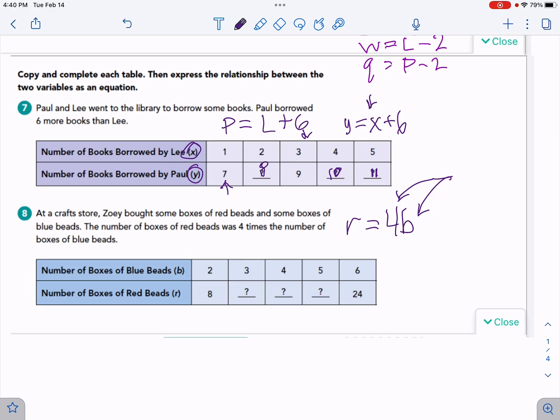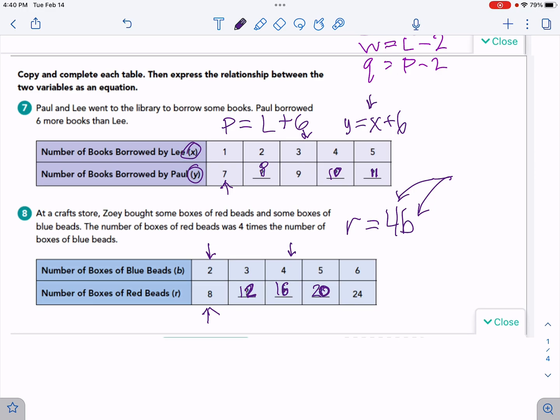Okay, so here we see if there are 2 boxes of blue beads, then there are 8 boxes of red beads, right? Because 2 times 4 is 8. Well, if there are 3 boxes of blue beads, then there are 12 boxes of red beads, because 3 times 4 is 12. And if there are 4 boxes of blue beads, well, 4 times 4 is 16, there will be 16 boxes of red beads. If there are 5 boxes of blue beads, 5 times 4 is 20. And the last one is done for us. If there are 6 boxes of blue beads, there are 24 red beads.